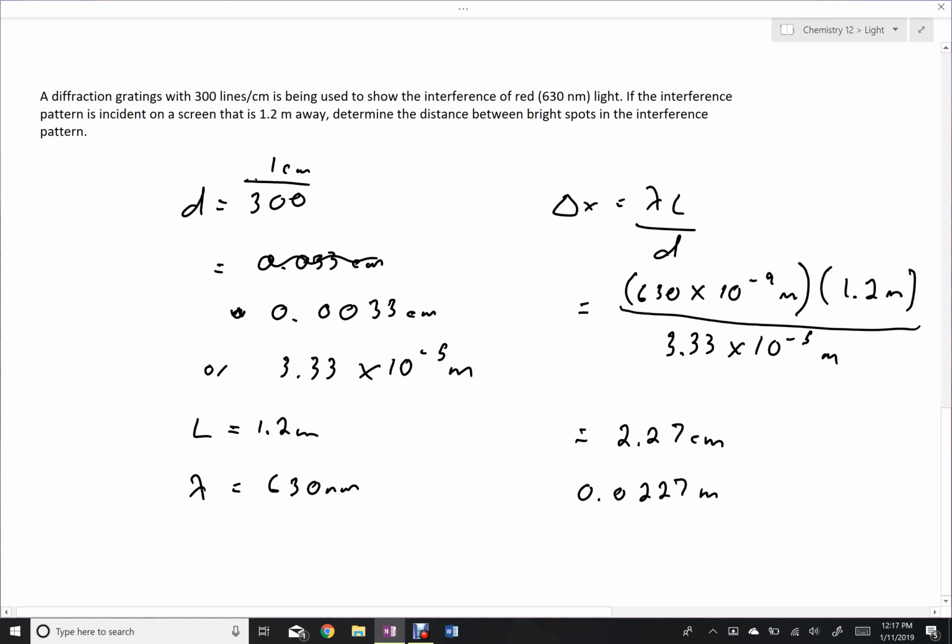Useful for experiments because it makes the interference pattern a little easier to see and a little easier to measure. Just a little trick here where we have this new way of finding the distance between the slits, by dividing the width of the diffraction grating by the number of holes that would be in it. So that's how you can predict the interference pattern for a diffraction grating.